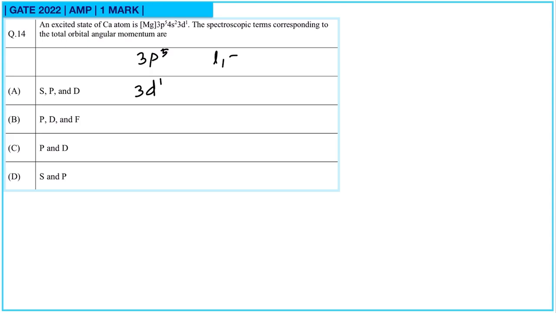Now here L1 is equal to 1 and here L2 is equal to 2. So L will be from |L1 minus L2| to L1 plus L2. So this will be 1, 2, 3. So that means these are P, D and F. So answer is B. Next question.